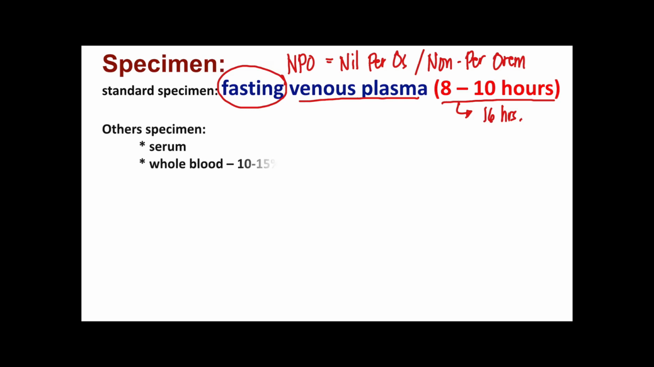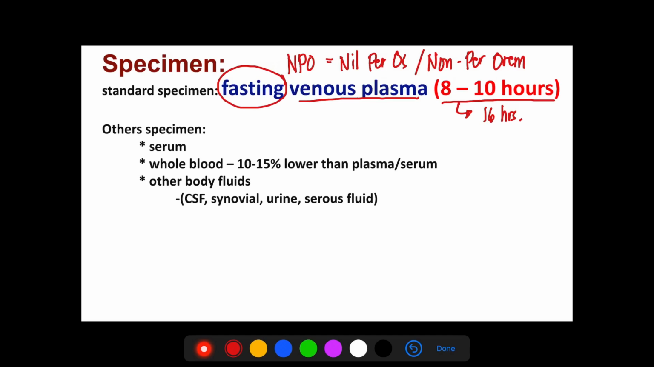And we can also use other specimens such as serum, whole blood, and other body fluids like CSF, synovial fluid, urine, and serous fluid. And for serum, we can use this one as long as the cells are separated from serum within 30 minutes, just to prevent glycolysis from happening. And also, the estimation of whole blood glucose is usually 10 to 15% lower than plasma glucose alone, because plasma has greater water content than the erythrocytes, and therefore exhibits higher glucose levels than the whole blood.